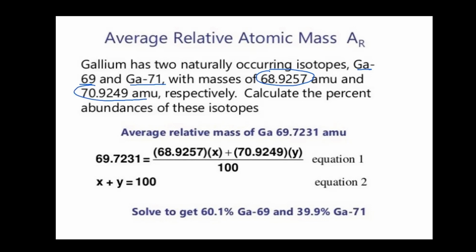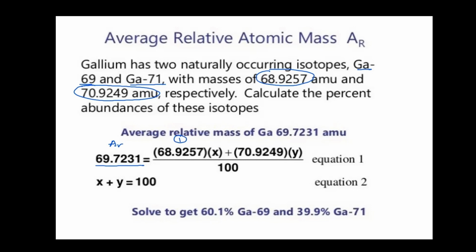They have given you the relative isotopic masses, and they want you to calculate the percentage abundance. And we know that for gallium, the Ar we have to take from the periodic table. That's basically 69.7231. Now, how are we going to do this question? It's simple. So this is the relative atomic mass of the element gallium, which we have taken from the periodic table. The first isotope's relative atomic mass is mentioned here.